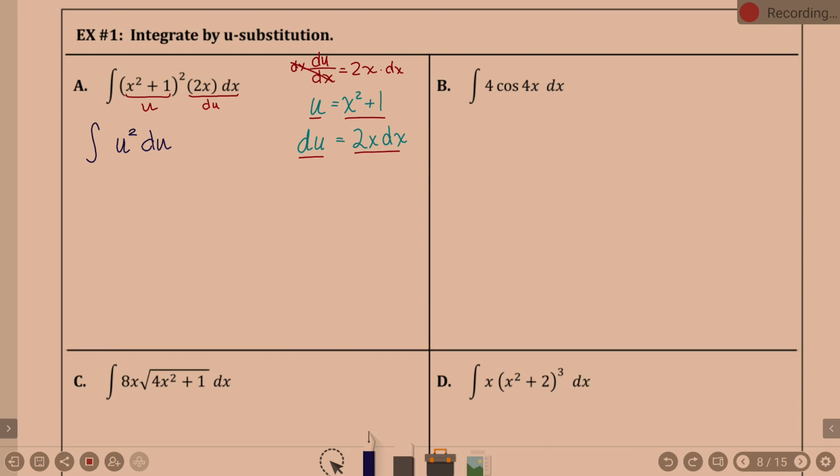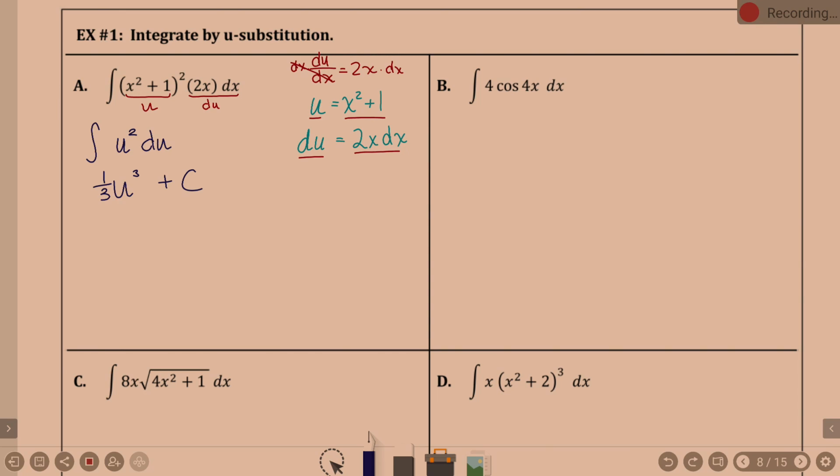All we're integrating is the integral of u squared. The integral of u to the second: you add 1 to the power and divide by the new power. So u cubed over 3, or 1/3 u cubed. And we tag on at the end plus c.